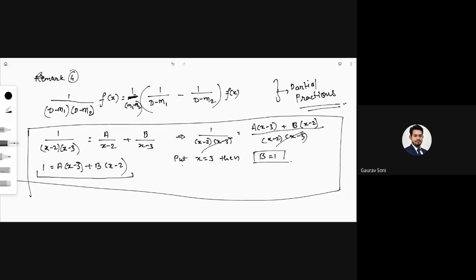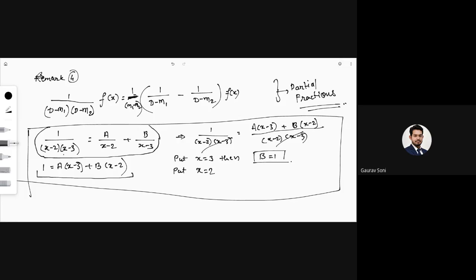Then what will I put? x is equal to 2. Why am I putting this 3? Because I want to make one of the unknowns 0. What are our unknowns in this case? They are a and b. So if you get the values of a and b, you can work with this expression.